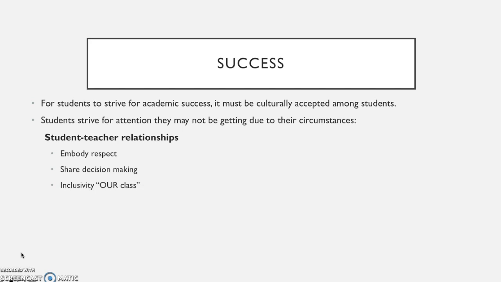First and foremost, as we were talking about relationships, your student-teacher relationship is the first thing that you need to establish. It must be a positive relationship. You must embody respect even if you're not getting it back. You eventually will, but you have to constantly embody respect. Give these kids a feel that they have a voice. They have a say in what happens in your classroom. So share the decision making.